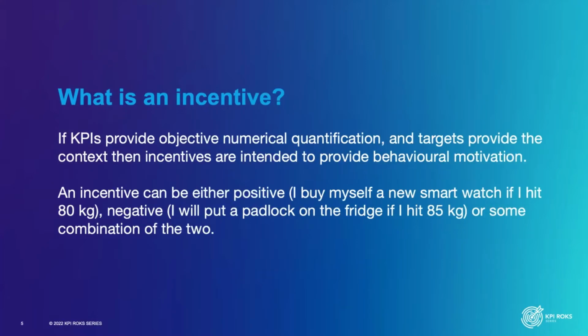Incentive. For each KPI we provide a specific objective, a numerical quantification, which can come with some context of incentives intended to provide a type of behavioral motivation. A good example: let's say you have a positive incentive, so you buy yourself a new smartwatch if you lose 8 kilos. A negative incentive can be, I will put a padlock on the fridge if I hit 85 kilos, or some combination of the two.